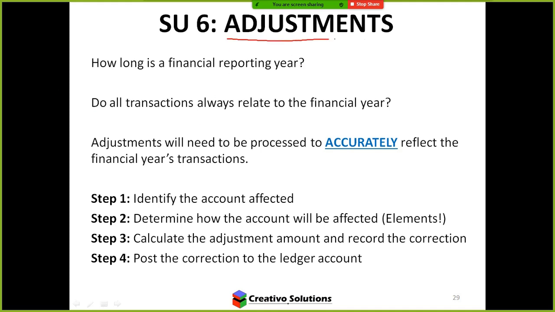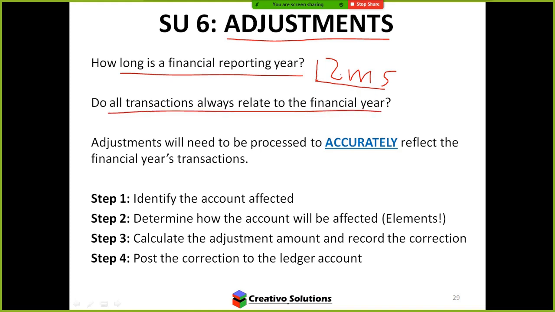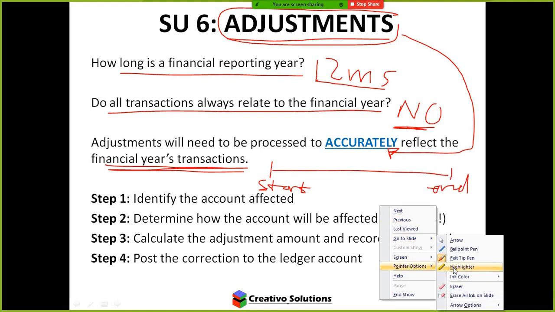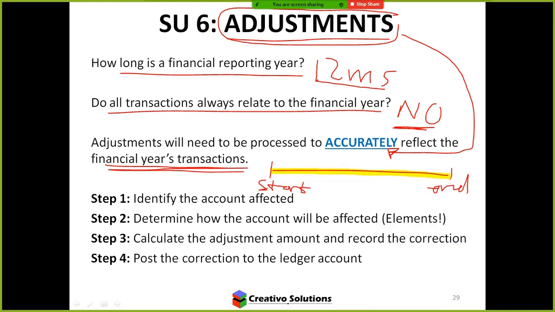Here's a note about your adjustments. How long is the financial year? 12 months. Good. Do all transactions always relate to the year? No. Good. So why do we process adjustments? It's to make sure that everything is accurately reflecting the year's transactions, so the start of the year and then the end. When you process an adjustment, you're providing for the 12 months. You're making sure that you have the full year's worth of transactions and they are accurate.